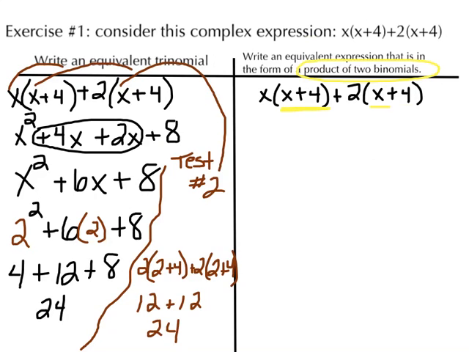My x plus 4 and my x plus 4 are exactly the same. So what I'm going to do is pull those out, and I'm going to just pull out one of those. So I have x plus 4. Now if I take the other things that are left, I have x and plus 2, and I'm going to make another parentheses with those. x plus 2.